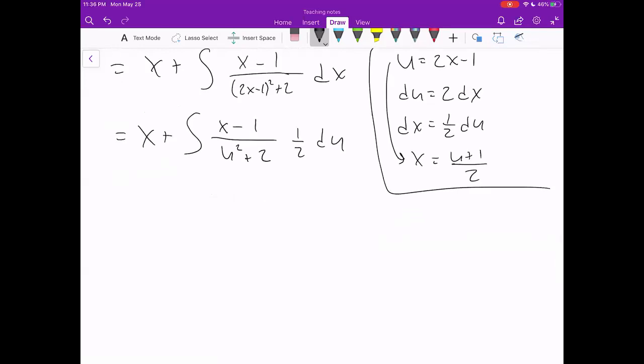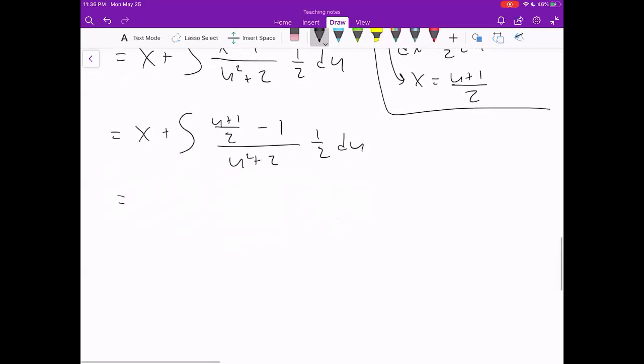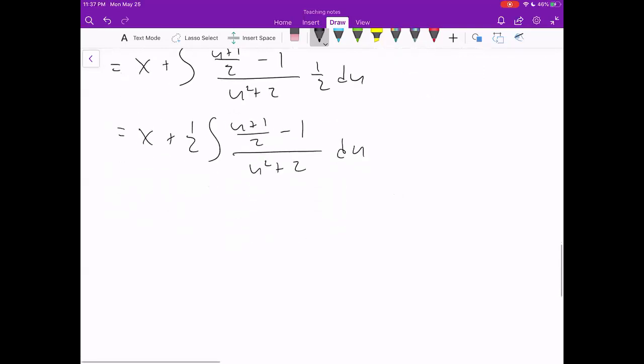Anyway, what I need to do now is replace that x in terms of u. That x is now (u plus 1) over 2, and minus 1 over u squared plus 2, 1/2 du, sorry. I almost finished this video once, but then I realized I forgot that 1/2 when I did the u substitution. So I'm going to pull out the 1/2 in front of the du.